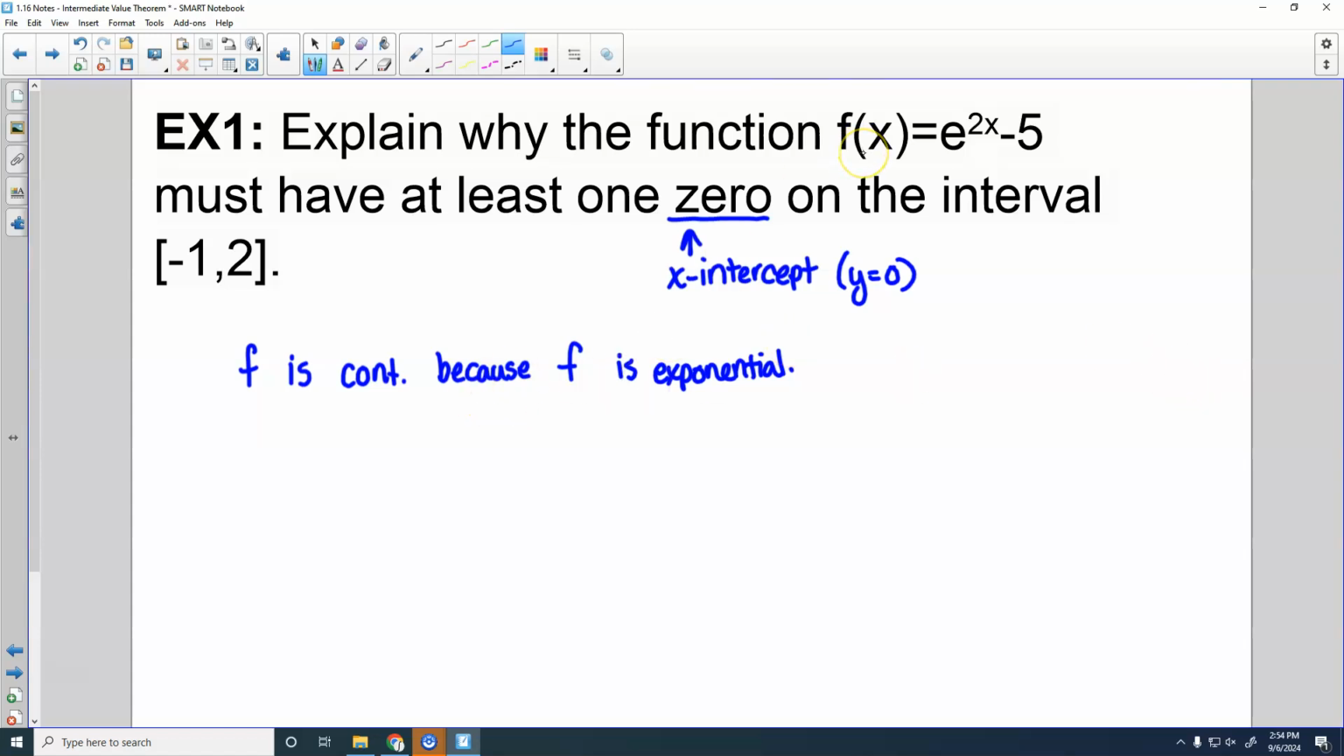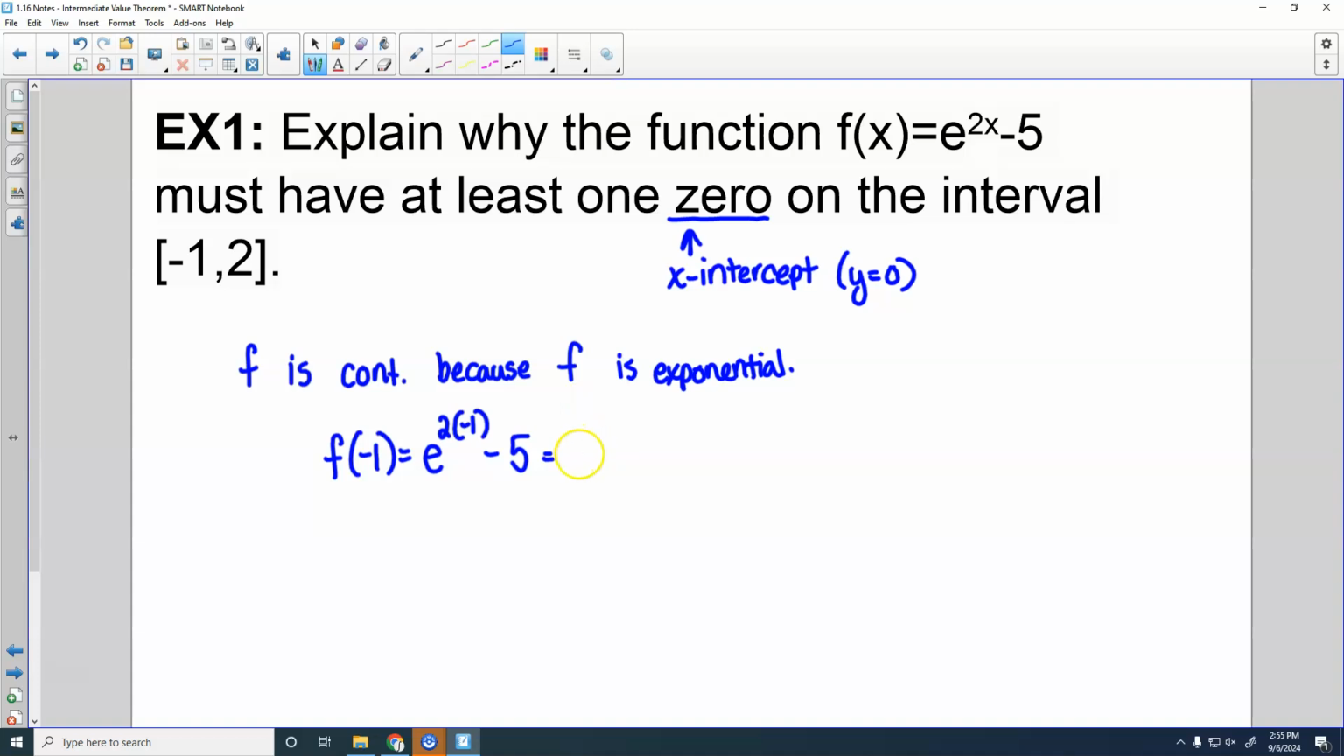So since it is continuous, the intermediate value theorem is going to apply. So what I need to know is what my endpoints are, right? So I'm going to do f of -1. I'm going to plug in -1. That is going to give me e to the 2 times -1 minus 5.